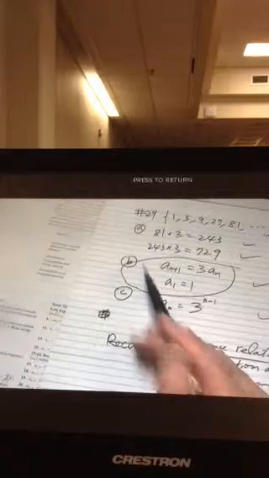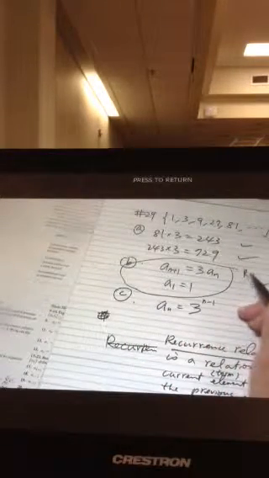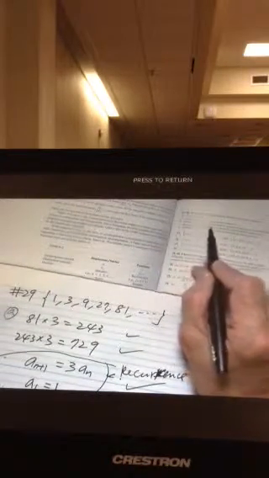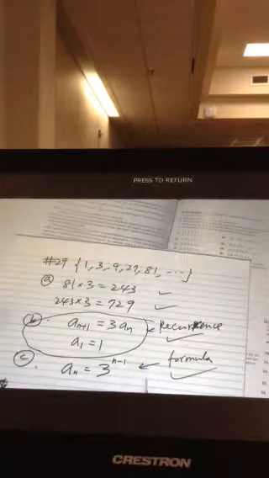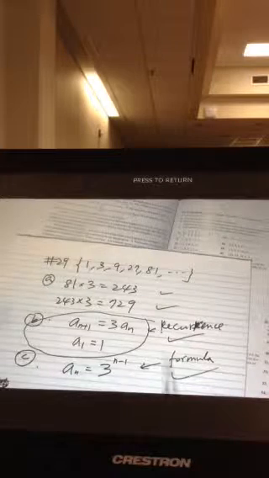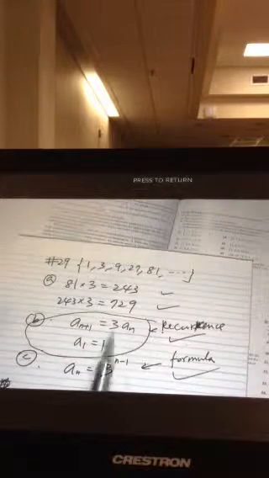So that's why when I work out B and C, for B they ask for a recurrence relation, and for this one they ask for a formula. Okay. So you see, for B, find a recurrence relation. So this is a recurrence relation, and a recurrence relation is a relation among the terms of the sequence.